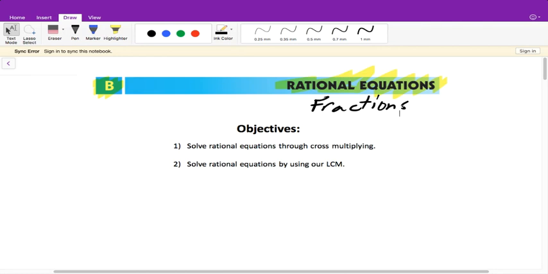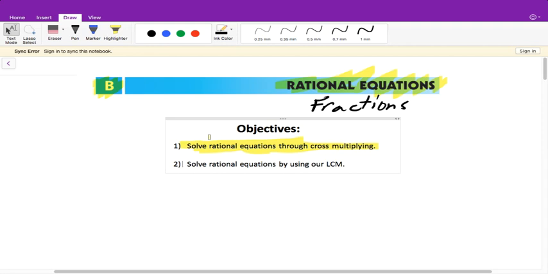This section is actually being broken up into two different videos. The first video that we're doing right now is going to solve objective number 1, and that's to solve rational equations through cross multiplying. By using our least common multiple, we'll do that in the next video. For right now, we're just going to solve rational equations through cross multiplying.